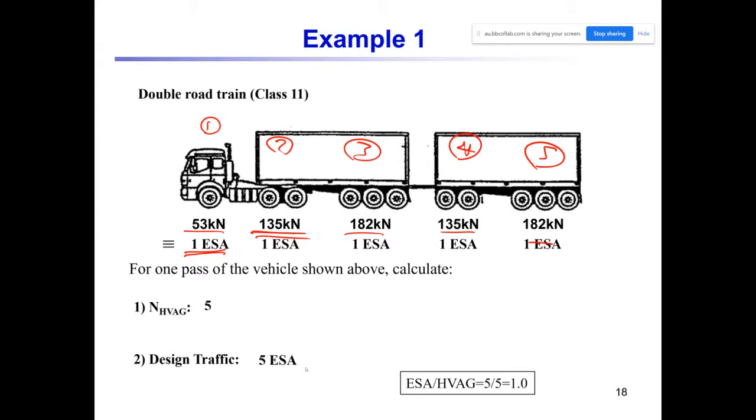And there is one parameter called the damage index that we generally calculate when we want to determine the design traffic. In this case, we divide the design traffic by the parameter n, the number of axle groups per heavy vehicle. So for this case, the damage index becomes equal to 1.